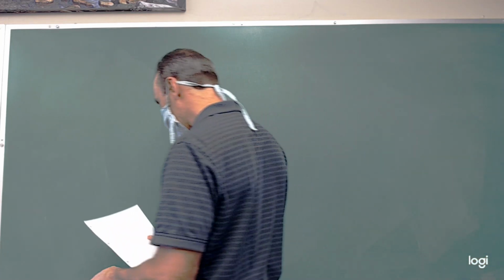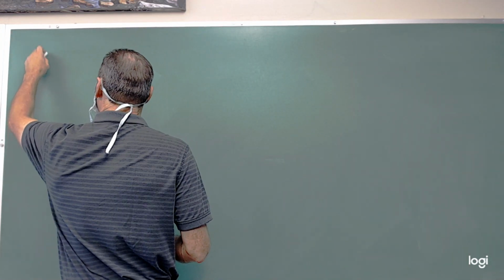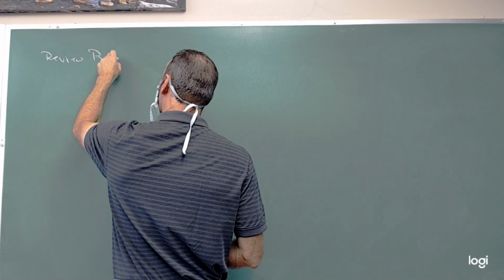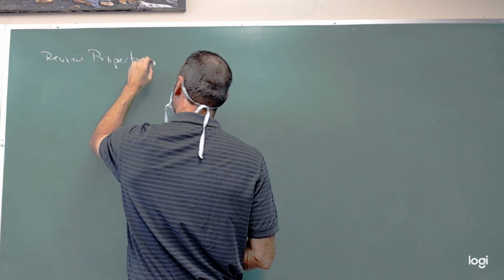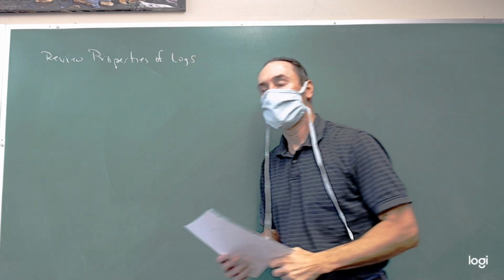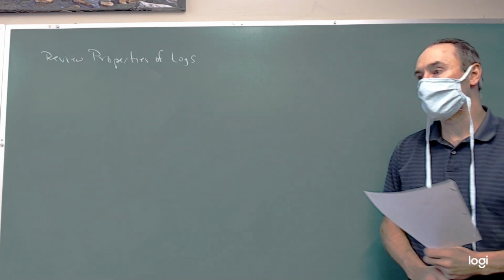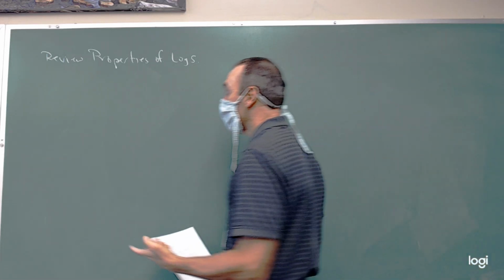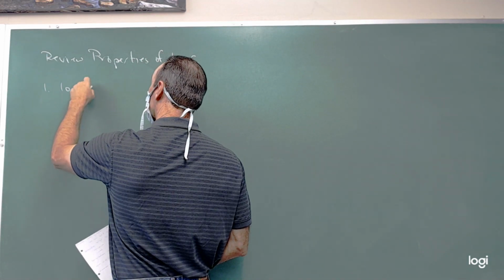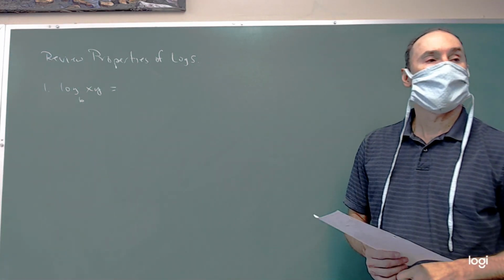So we're going to use our properties of logarithms here. I'm going to review the properties of logarithms and try to come up with some somewhat contrived problems to force you to use those different properties. So remember, there's really only three of them. So one is that the logarithm, any base, of two things that are being multiplied are what?